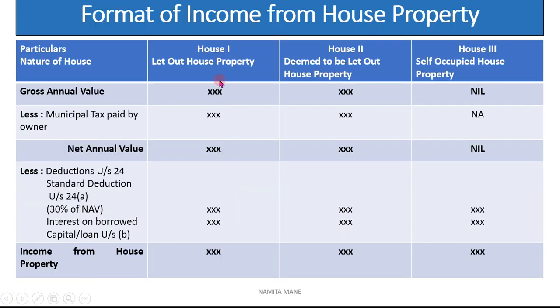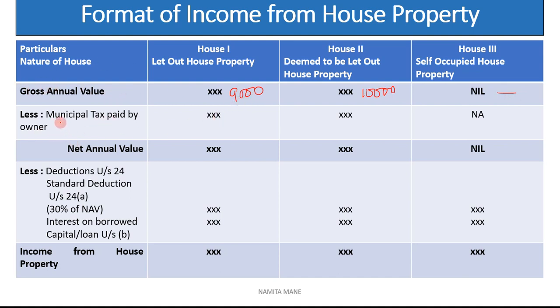Next, once you get the gross annual value in the case of let out house property, deemed to be let out house property, and self-occupied house property, you have to prepare the format. In the format, you write the gross annual value. The gross annual value for let out house property was 9,000, for deemed it was 10,000, and for self-occupied it is nil, because gross annual value will not be there for self-occupied house property. So gross annual value 9,000.